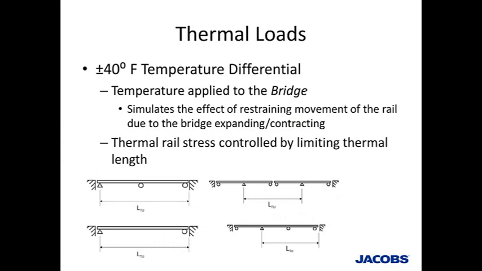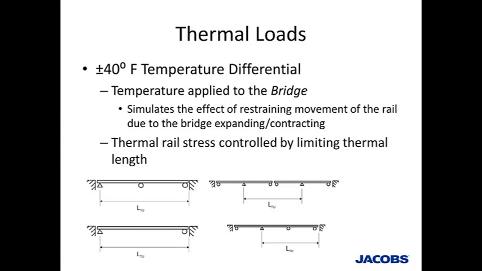So let's talk thermal. Now, we need to analyze a 40-degree differential between the rail and the bridge. Now, as I mentioned earlier, one of the issues with the continuously welded rail is defining where a thermal origin would be. So instead of that, we apply the temperature to the bridge, and what that simulates is the restraining effect the bridge would have on an expanding and contracting rail.